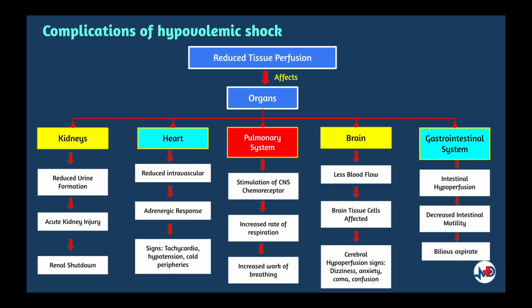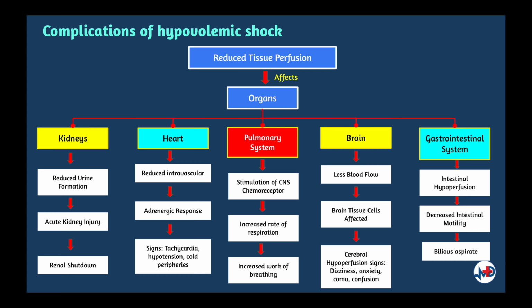How about the pulmonary system? Tachypnea or increased rate of respiration is seen due to the stimulation of the central nervous system chemoreceptors by the decrease in pH and hypoxia. Apart from that, respiratory centers too get triggered and provide a feedback mechanism by stimulating increased work of breathing.